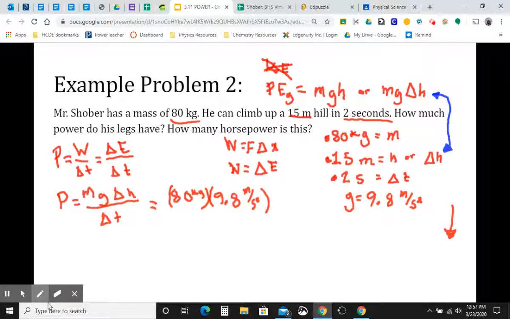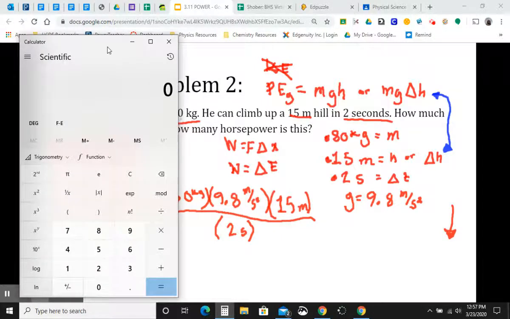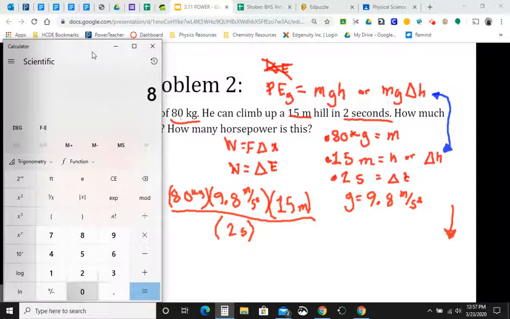Okay, now delta h we know is 15 meters. And delta t, we also know from the word problem, that is 2 seconds. Okay, so now to solve all this, we're just going to punch it in our calculator. So I'll pull up my calculator here, and this says 80 times 9.8 times 15. So the top is 11,760. I'm going to divide that by the bottom, which is 2. And so that equals 5880.